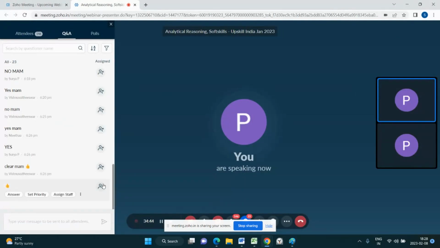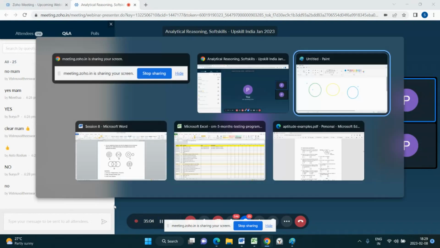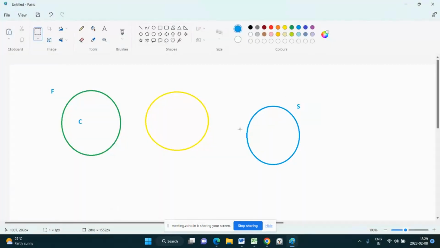Is spoon a food? No. Somebody is saying no. Surya is saying no. Why? Vishnu Vaitishwar is saying no. Yes. Very good. So it is not food. It is neither food nor curd. So this will stay outside.